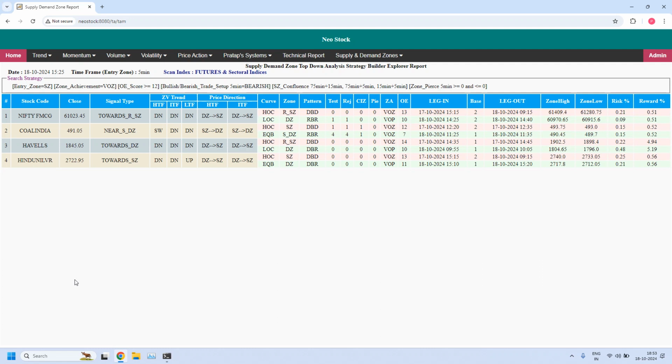So these 4 stocks are currently supporting LTF, ITF, HTF confluence. That means 5-minute zones are part of the 15-minute zone, both together again part of the 75-minute supply zones. And here, third and fourth are having downtrend. First one is anyway indices. You can ignore the second one, and for the remaining stocks, let's check whether they have any daily EMA confluence for the 75-minute zones, because the HTF zone is a 75-minute zone.